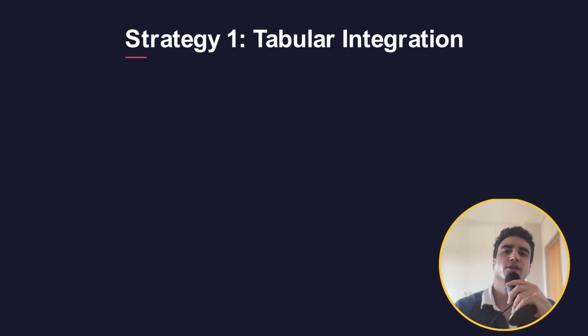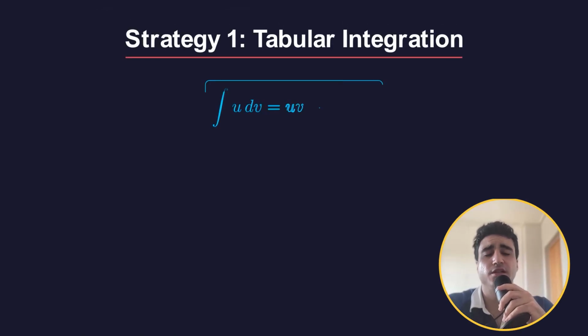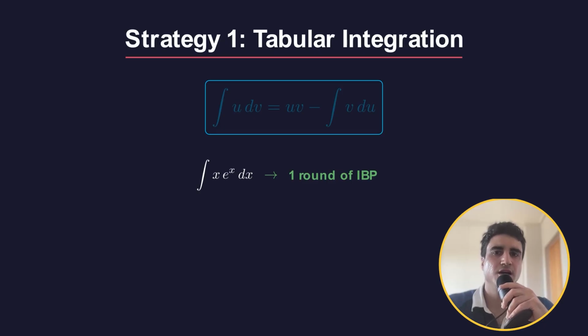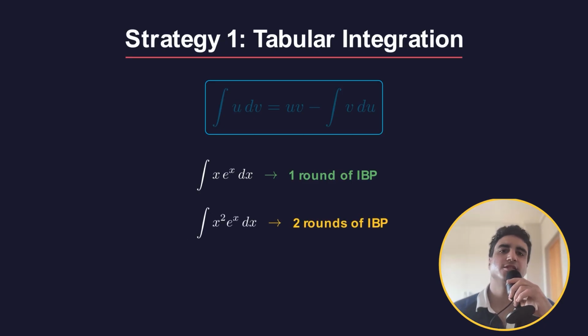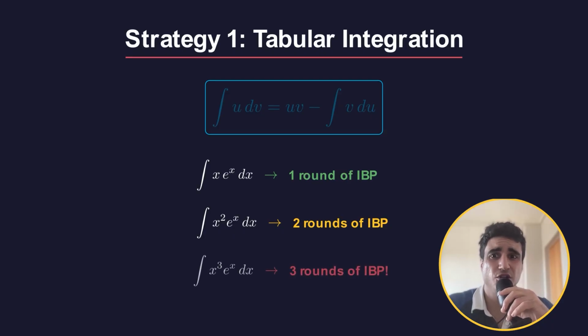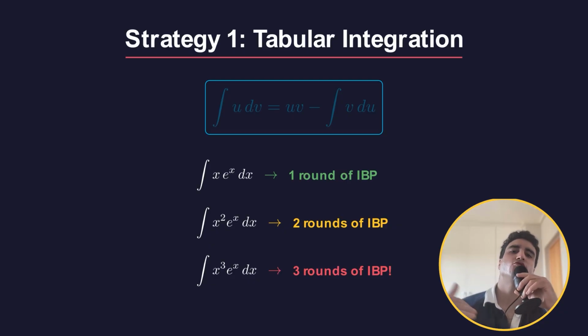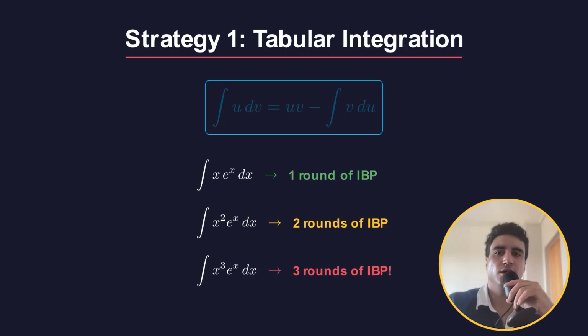We know the formula is that the integral of u dv is equal to uv minus the integral of v du. Now for x e to the power of x, one round is fine, you can do that. But what about x squared times e to the x dx? Now you need to do by parts twice. And for the integral of x cubed times e to the x dx, that's 3 times. Each round you're relabeling u and dv, differentiating, integrating, substituting. And by the end, if you make a small slip, the whole thing collapses.